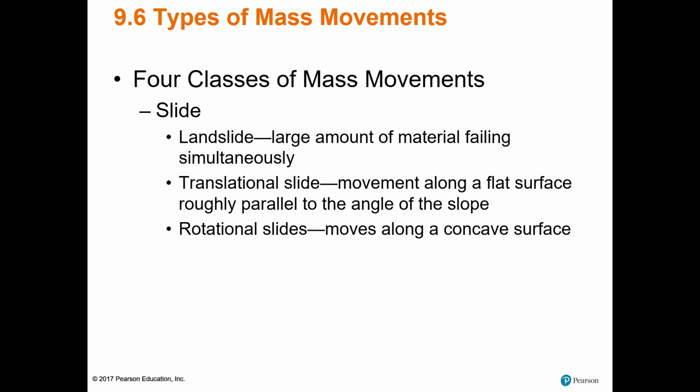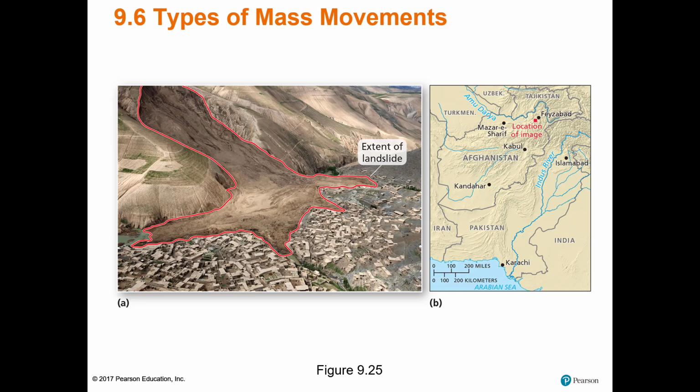A slide, with a landslide, there are large amounts of material falling simultaneously. Translation slide is movement along a flat surface. It's roughly parallel to the angle of the slope. And rotational slides move along a concave surface. So you can see here that this is the extent of the landslide, and the red line is outlining the area affected, and you can see how far that sediment and material extended at the bottom of the mountain.